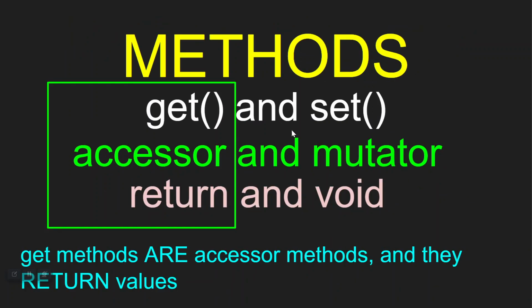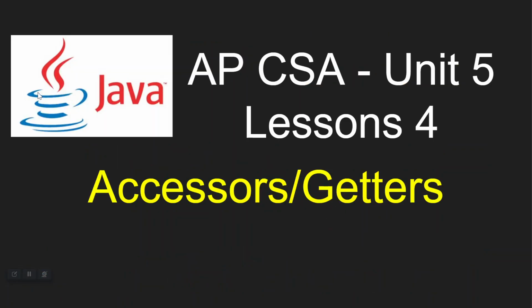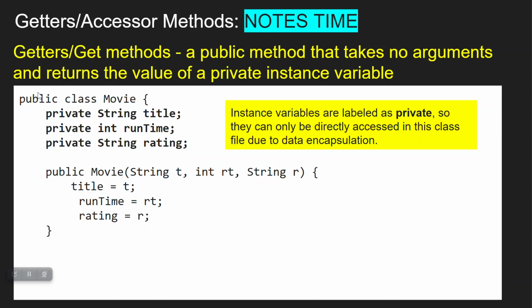And so for lessons 4 and 5, we're going to focus on get methods and set methods. Lesson 4 is all about get methods. Now, get methods are also called accessor methods. They also return values, so get methods are return methods. On the other hand, with lesson 5, set methods are what are called mutator methods, and set methods are all void methods. But we'll get into that with lesson 5. For right now, we're going to just focus on accessors and getters.